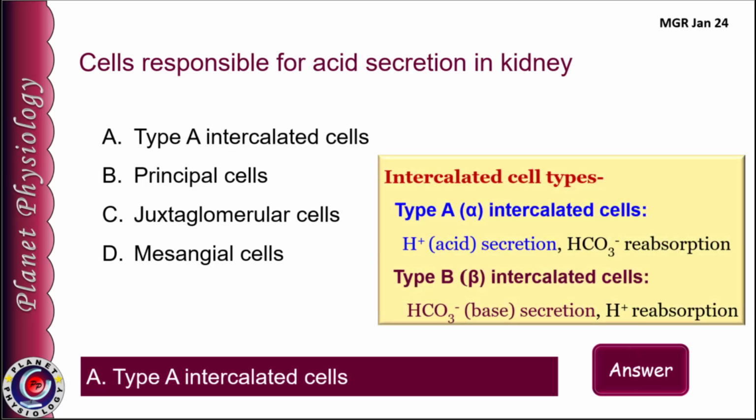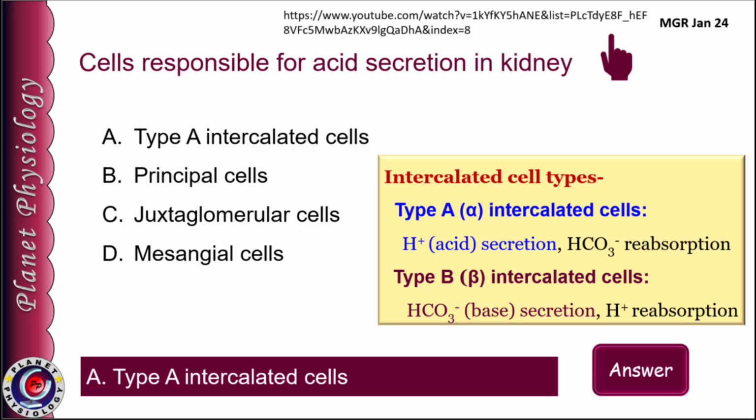Type A or alpha intercalated cells are concerned with hydrogen secretion and bicarbonate reabsorption, while type B or beta intercalated cells secrete bicarbonate and reabsorb hydrogen ions. You can easily remember this as type A for acid secretion and B for base secretion. To know more about intercalated cells, watch the mechanism of urine formation part 2 on Planet Physiology.